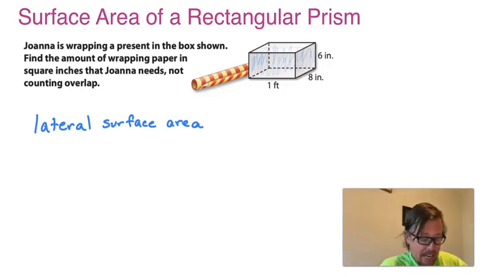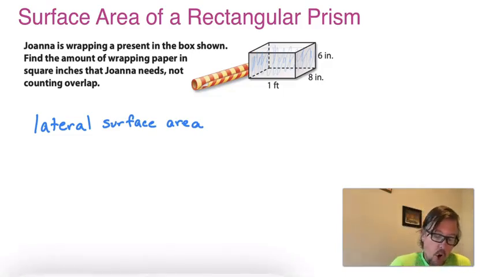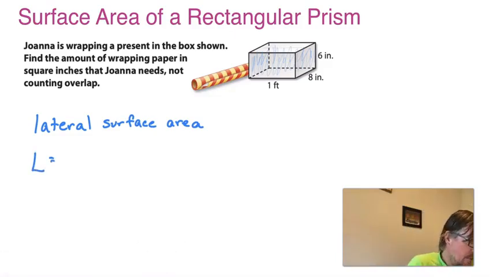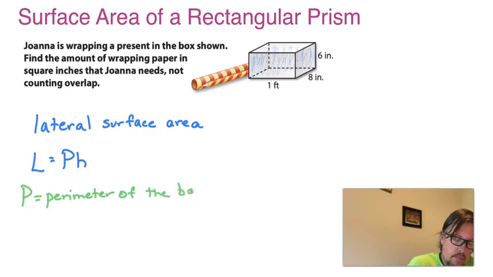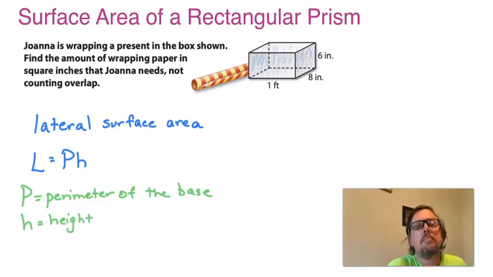So how do we find the lateral surface area only, just the lateral surface area? Well, the lateral surface area is found by getting the perimeter of the base of this shape and multiplying by the height. So P is the perimeter of the base, and H is the height. Pretty simple. Pretty simple to find the lateral surface area. Perimeter for the base times the height.